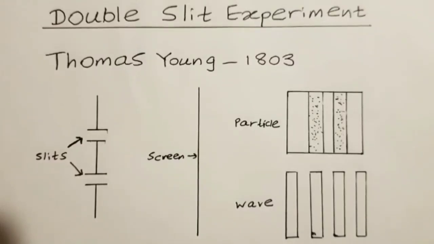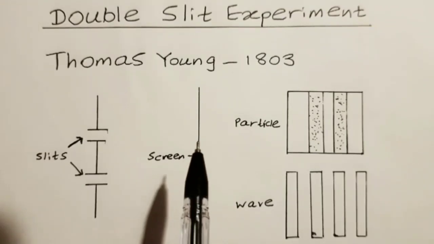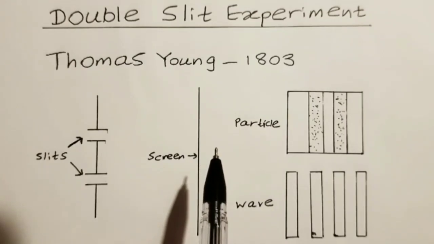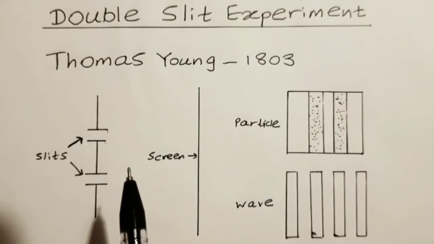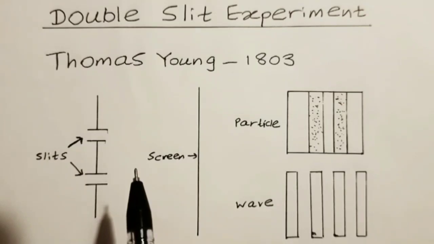Hi guys, today we will be discussing the double slit experiment. The double slit experiment was carried out by Thomas Young in 1803. This was the first experiment which shows clear evidence of the wave nature of light. We had the theory of Newton, which was the particle nature that existed before.